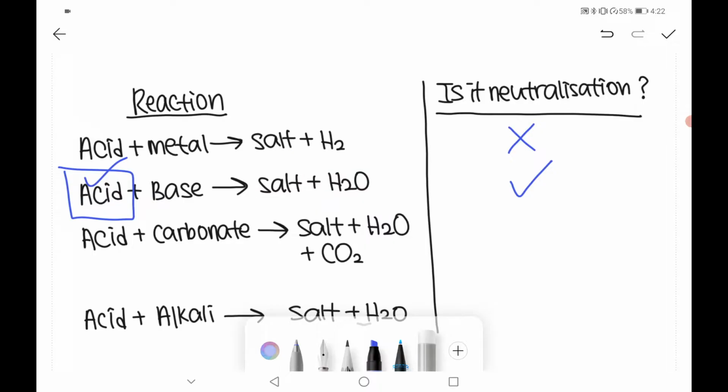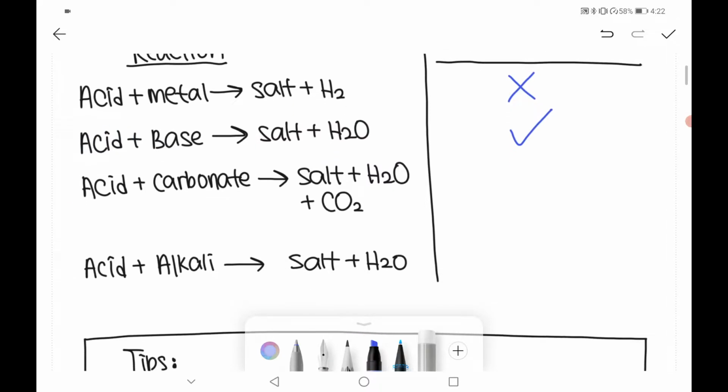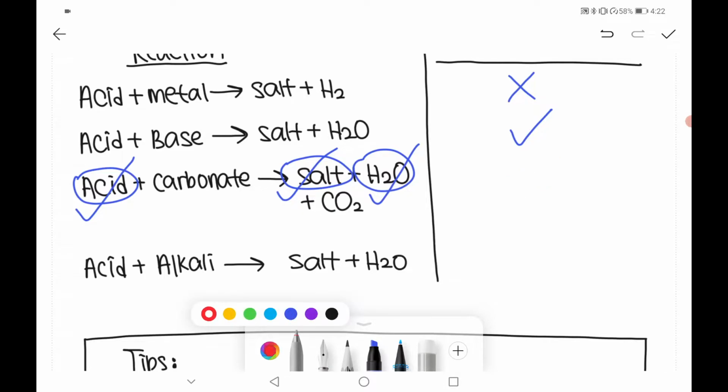Okay, another one. When acid reacts with carbonate, you produce salt, water and carbon dioxide. So do you have acid on the left? Yes. Do you have salt on the right? Yes. Do you have water on the right? Yes. Is this a neutralization? No. Why is this not a neutralization?